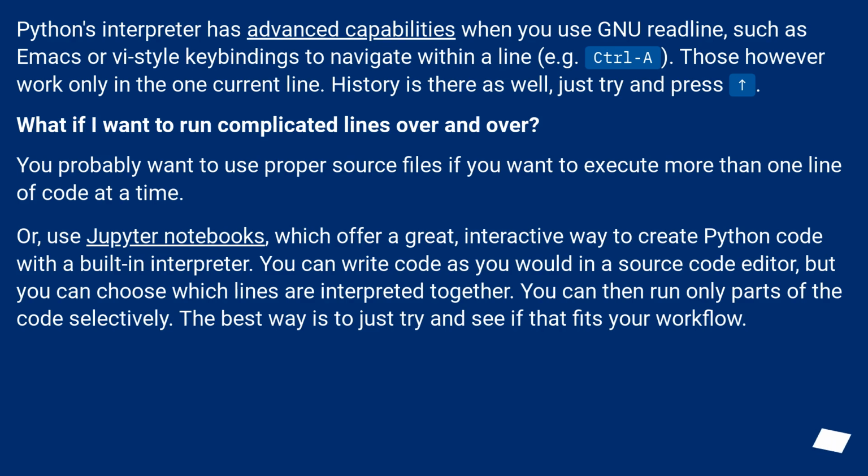You probably want to use proper source files if you want to execute more than one line of code at a time. Or, use Jupyter Notebooks, which offer a great, interactive way to create Python code with a built-in interpreter. You can write code as you would in a source code editor, but you can choose which lines are interpreted together. You can then run only parts of the code selectively. The best way is to just try and see if that fits your workflow.